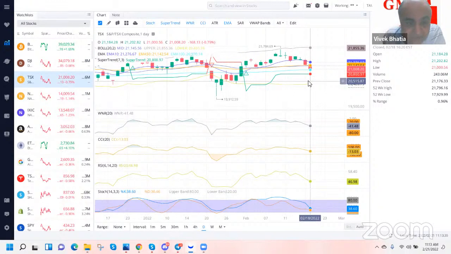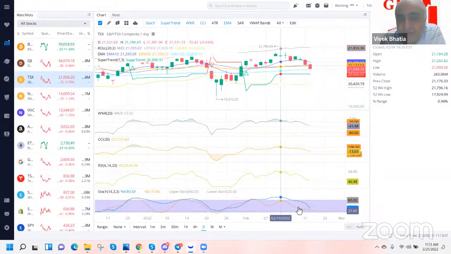Number two, you realize the stochastic is about to cross over also. If stochastic crosses over, you may take a dip on Tuesday, open with a dip, and then you could turn around if stochastic crosses over and gives you that climb. But immediately, I would look at it as a red day tomorrow, at least on TSX.